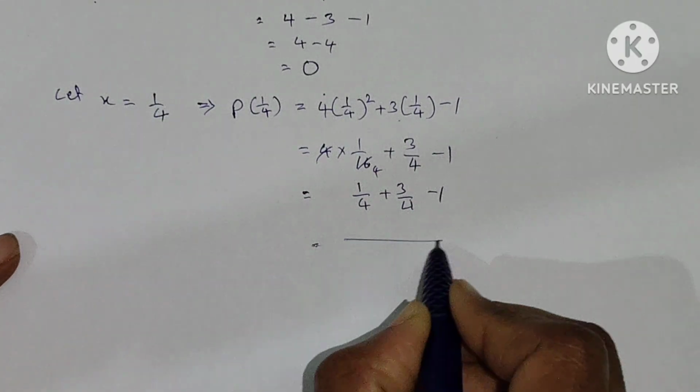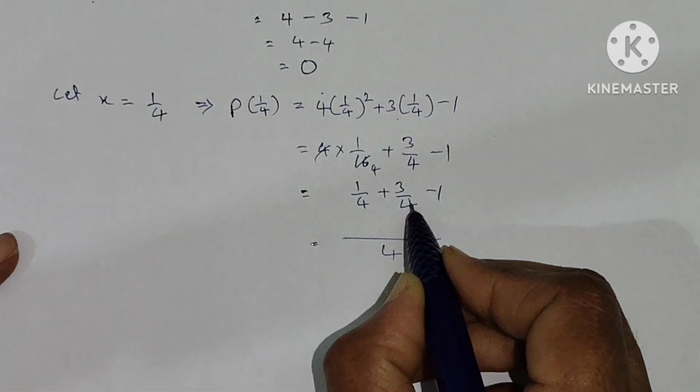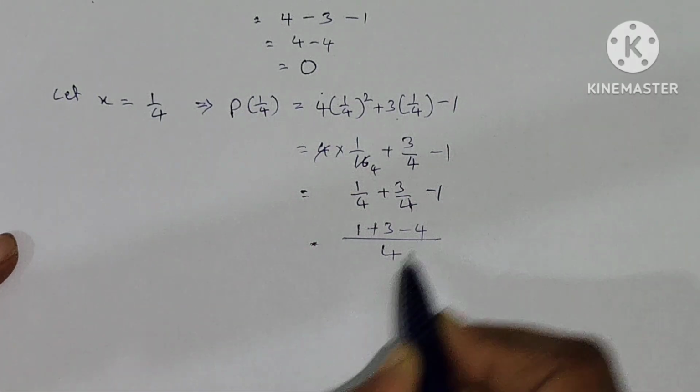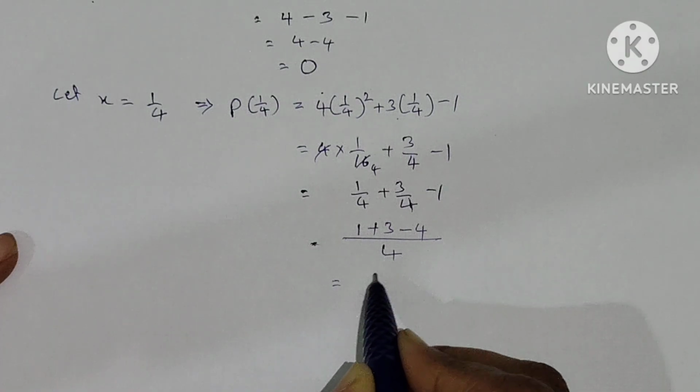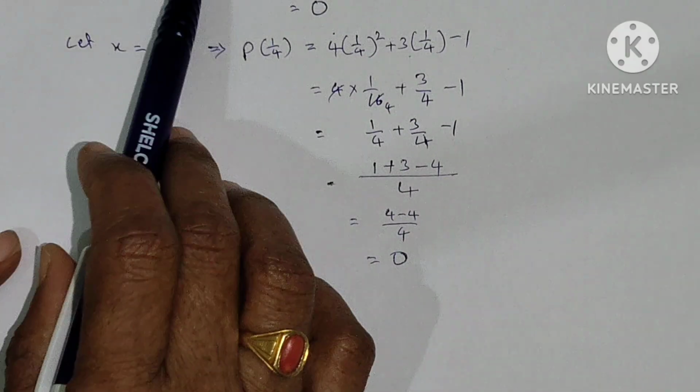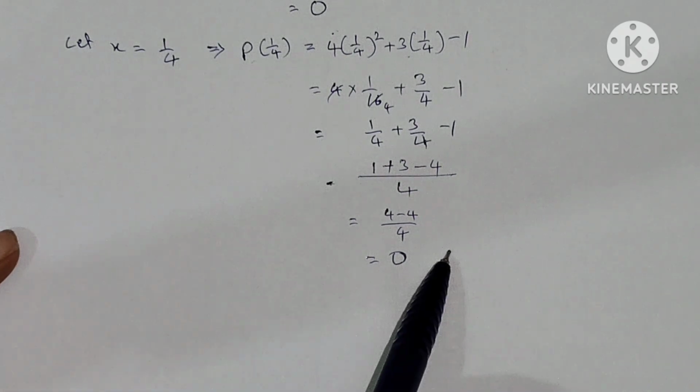Here the LCM is 4. We use the LCM and do the division. So 1 plus 3 minus 4, that is 4 minus 4 by 4 equal to 0. So p of -1 equals 0, p of 1 by 4 equal to 0.